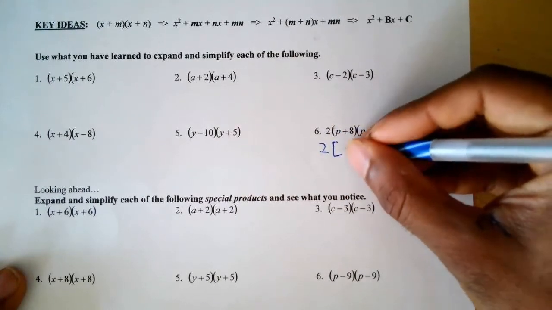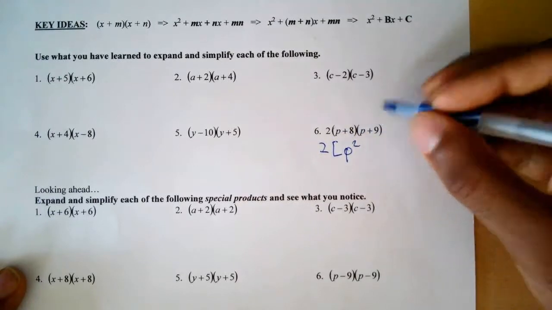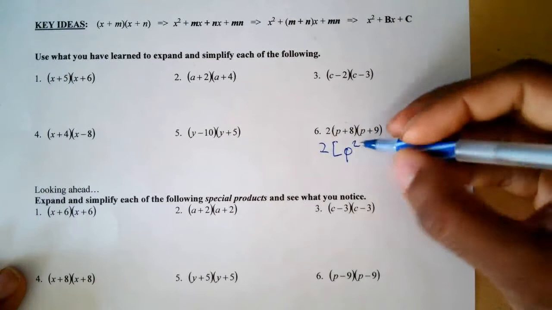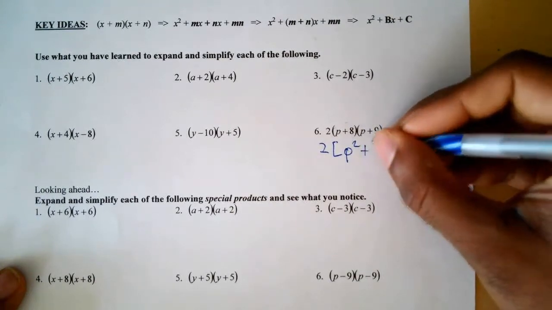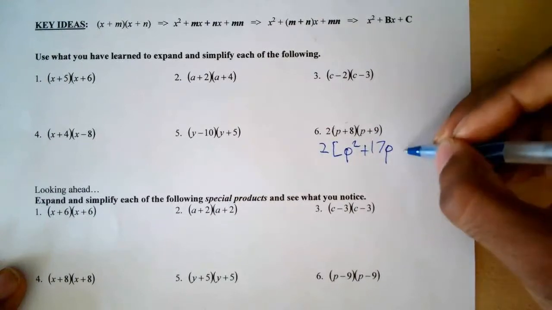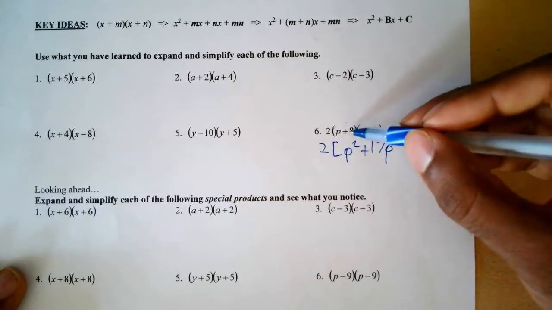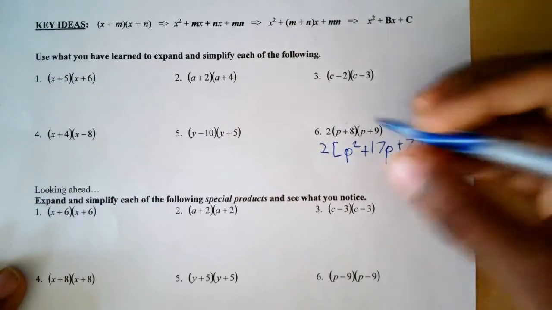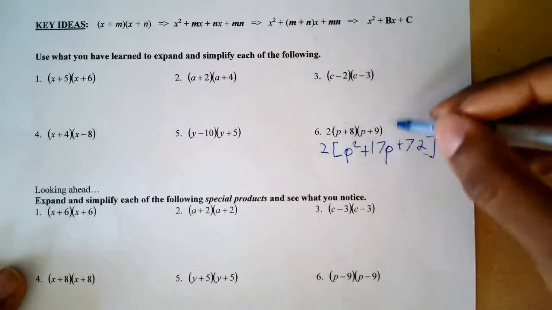So p times p is p squared, right? And you know the trick. You're just adding the two middle numbers for the b term, which is 9 plus 8 is 17, and you put the p here. That's what we're doing. And the last term here is just multiplying it. So 8 times 9 is 72, right? So that's how you can do it quickly without having to FOIL it out.